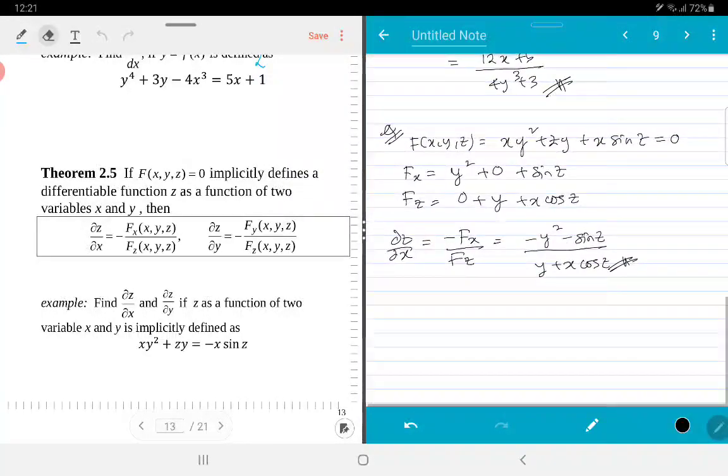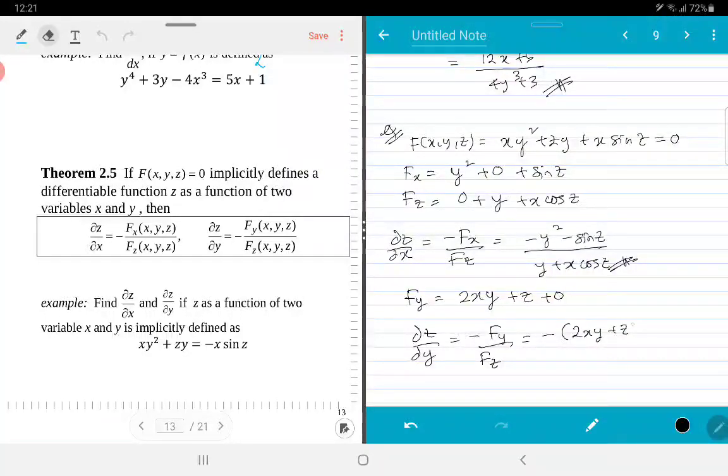For partial z partial y, we need f_y. Differentiating f with respect to y will give us 2xy for the first term. The second term will give us a z. The third will give us a 0. So partial z partial y is equal to negative partial f partial y over partial f partial z. So we get negative 2xy plus z over partial f partial z, which is y plus x cos z.